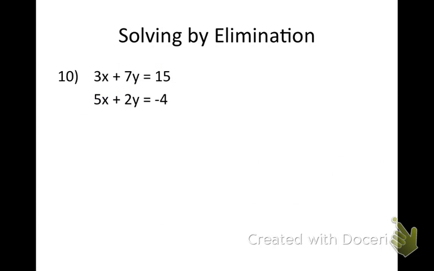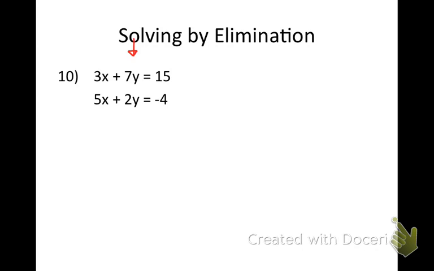Number 10. I have 3x plus 7y equals 15, 5x plus 2y equals negative 4. I do want to solve this by elimination. Are any of them set up even remotely close to eliminate, though? No, so I need to do some multiplying here. Here's the question. Do we want to eliminate x's or y's? Doesn't matter. Let's eliminate y's, okay?